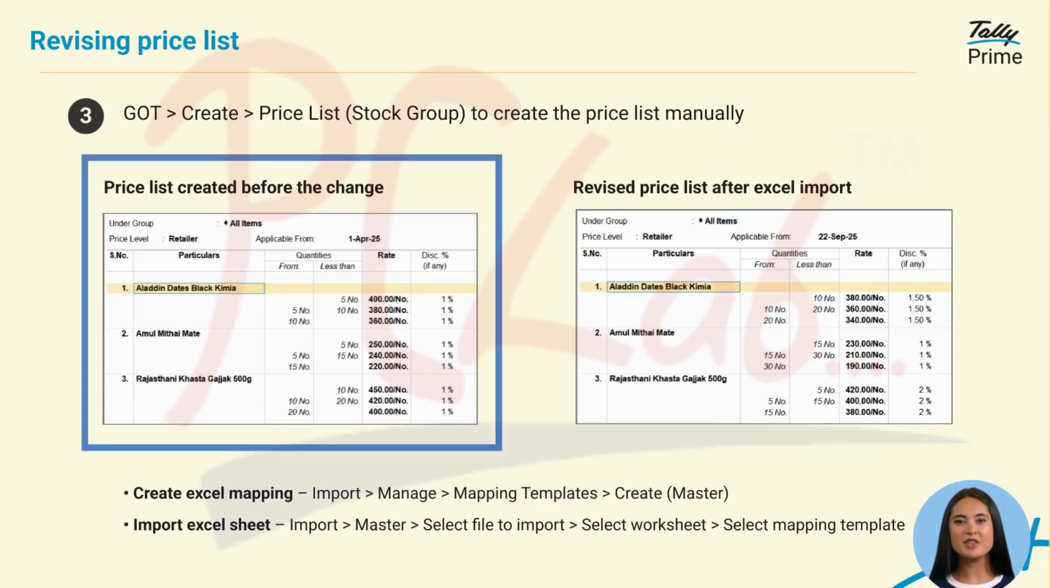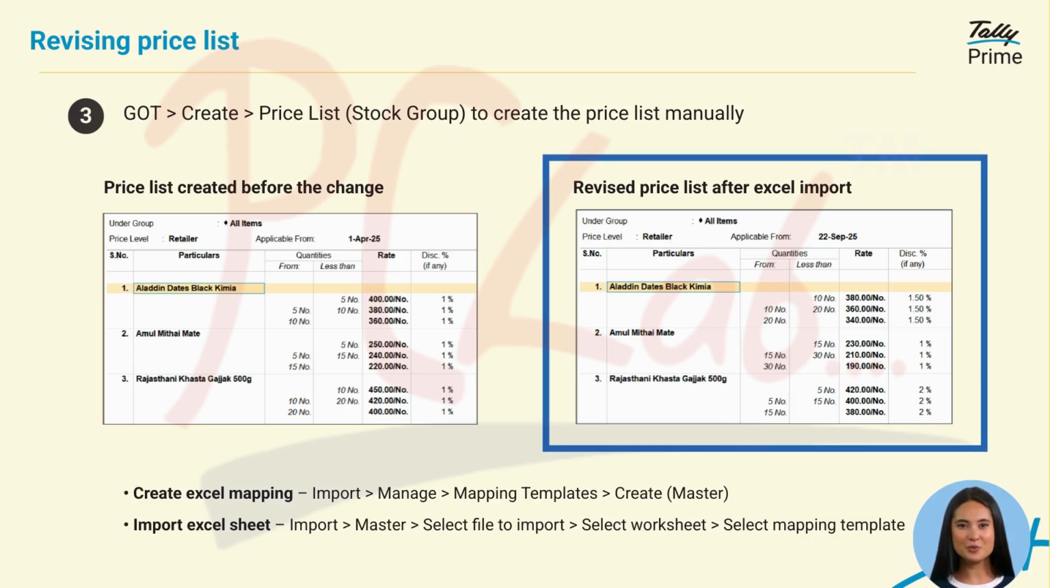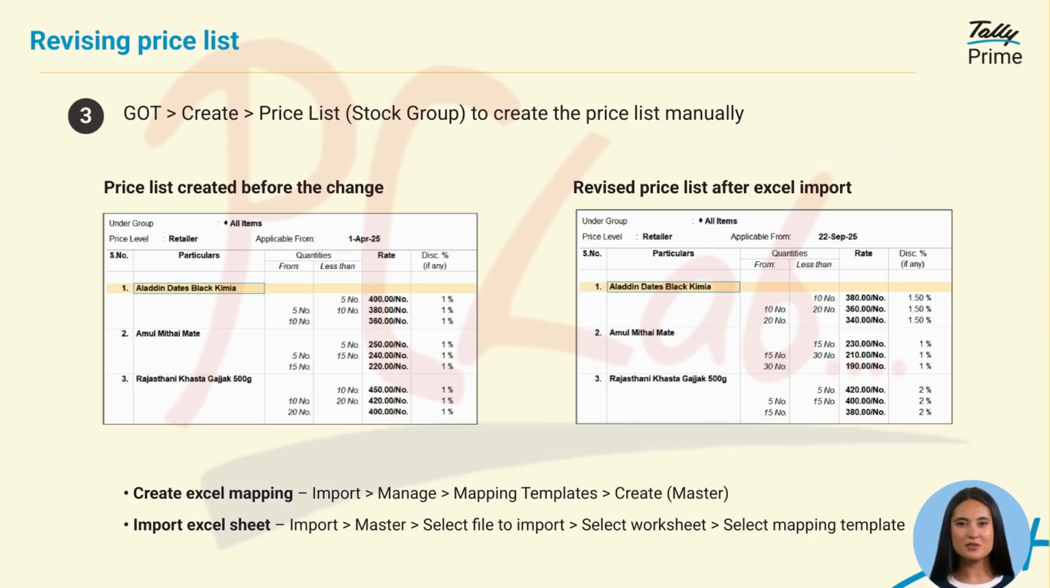On the left, you see the old price list with older GST rates applied. On the right, you see the updated list after importing the revised Excel sheet. The difference is clear: updated prices, correct discounts, and alignment with new GST rates. This ensures that your sales team is billing customers with the latest, compliant prices.